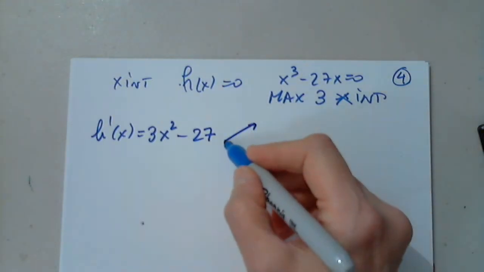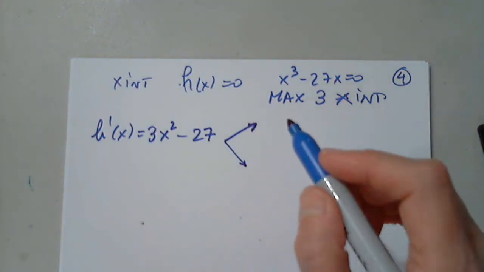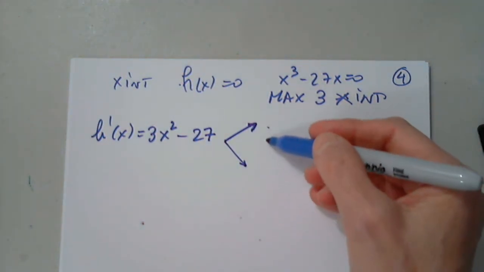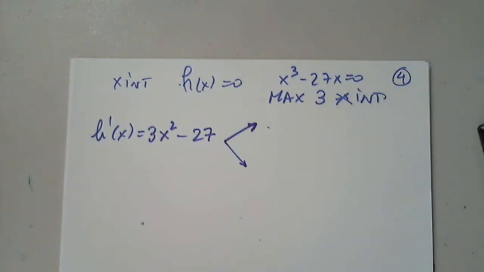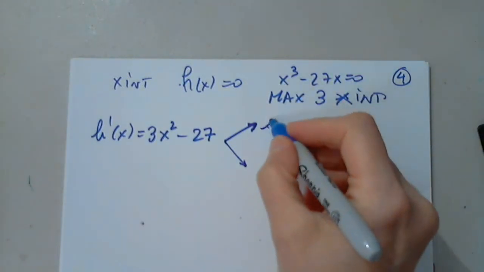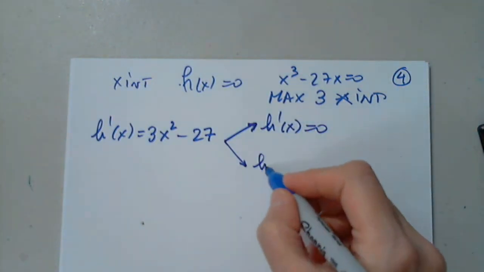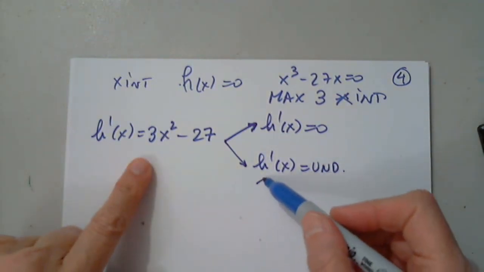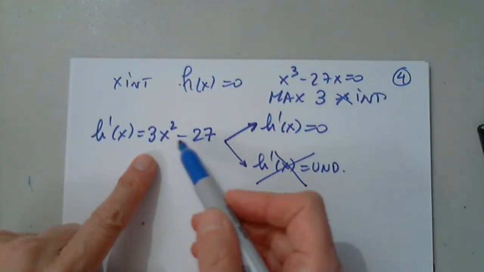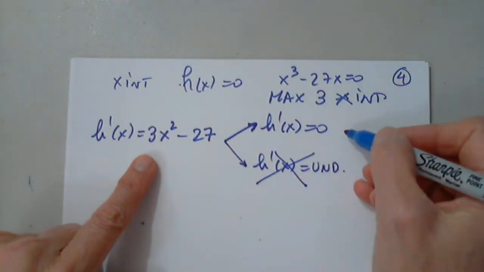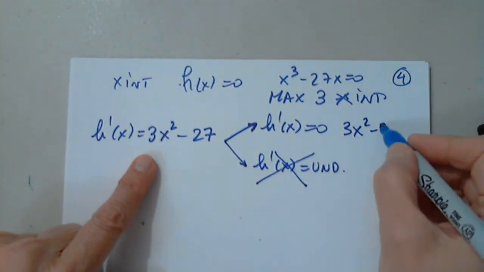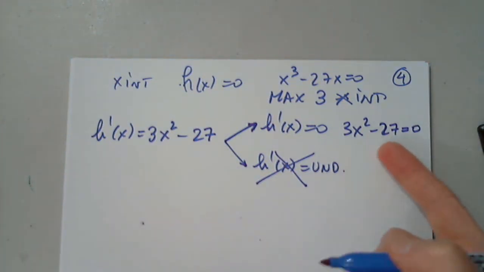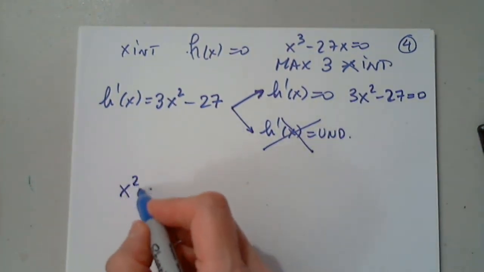Now, in order to find critical numbers, I know that critical numbers come from two possible sources. Can anyone refresh our memory on which sources? Zero or undefined. Excellent. Obviously, undefined is not possible for this situation because this is a polynomial function. But this is possible: 3x squared minus 27 equals 0. Of course, I will divide both sides by 3 to make my life easier.